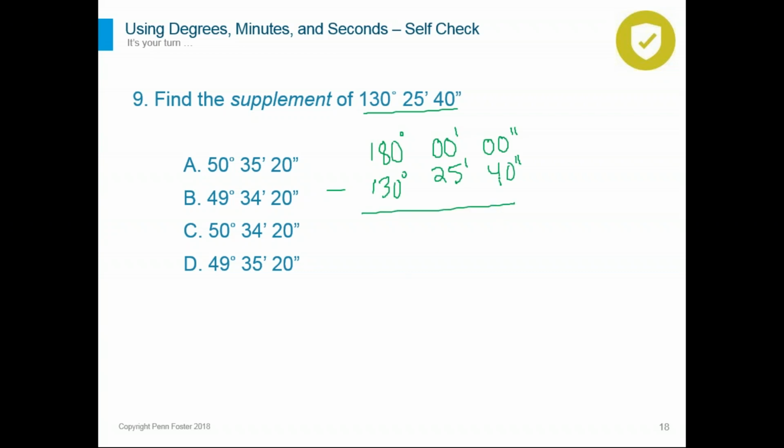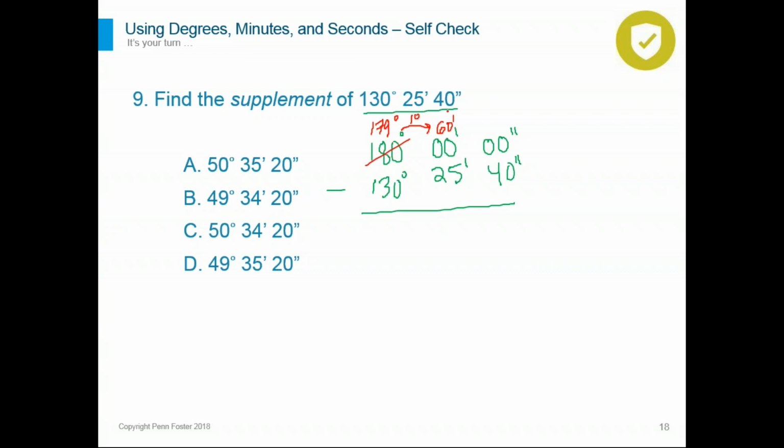0 minus 40 cannot do. Then borrow from the next column, cannot borrow anything. So go to the last column to the left, the degrees, and borrow 1 degree and give it to the minute column. So that would not be 180 anymore. It's going to be 179 degrees. Give 1 degree, which is equivalent to 60 minutes.